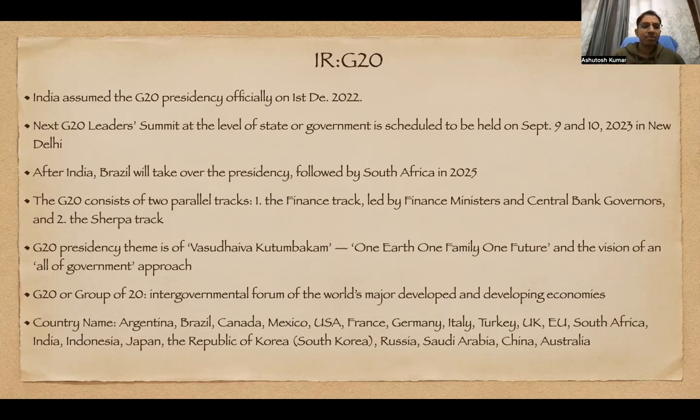So G20, or Group of 20, is an intergovernmental forum of the world's major developed and developing countries. I have arranged the country names continent-wise. You can see Argentina and Brazil, these are Latin American countries, South America. Then Canada, Mexico, USA, these three countries, North America. Then France, Germany, Italy, Turkey, UK, EU. EU is also part of this G20 group. Then South Africa is from the African continent, and then India, Indonesia, Japan, the Republic of Korea, that is South Korea, Russia, Saudi Arabia, China, and then Australia. So these 20 names you should remember, the countries as well as the organization EU.